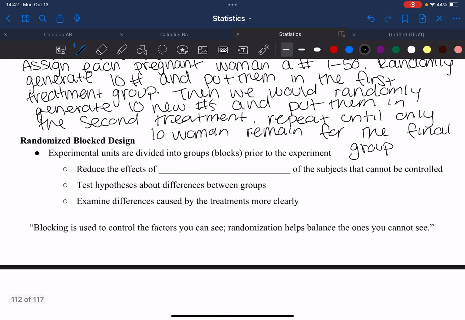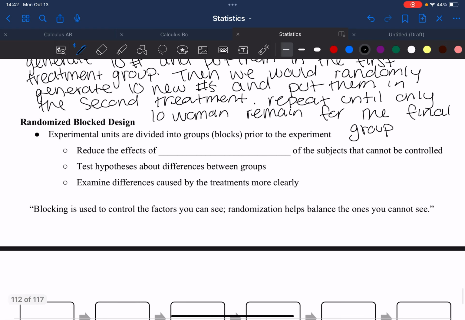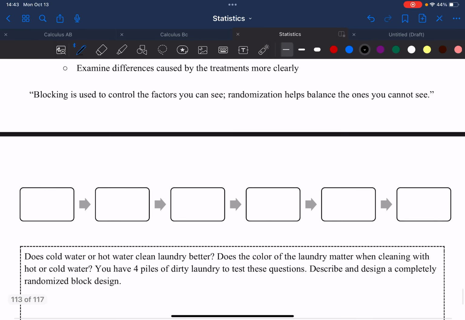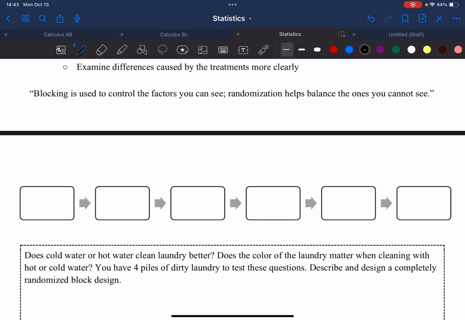Okay, randomized block design. Experimental units are divided into groups or blocks prior to the experiment. This reduces the effect of identifiable attributes of the subjects that cannot be controlled. It tests the hypotheses about differences between groups and examines the differences caused by the treatments more clearly. Blocking is used to control the factors you can see. Randomization helps balance the ones you cannot see. Very important.